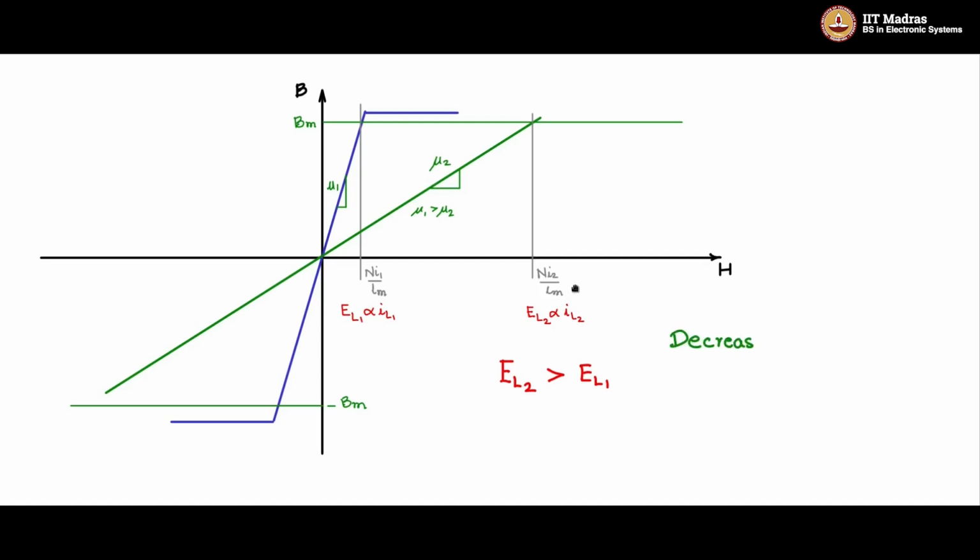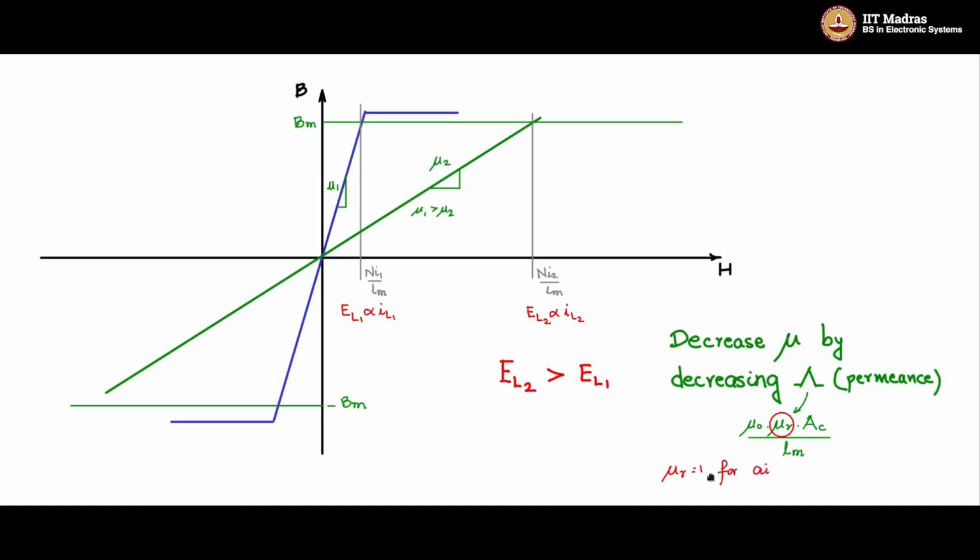So how do you achieve that? You have to decrease permeability. How do you decrease permeability? By decreasing the permeance. And what is permeance? Permeance, we saw, is mu naught mu r Ac by Lm, the magnetic path length. Look at this mu r. Mu r is the relative permeability, which is of the order of 2000 to 2500 in the case of ferrites. Let us say you make it equal to 1. Permeance becomes mu naught Ac by Lm, which is for free space. So mu r is equal to 1 for air.